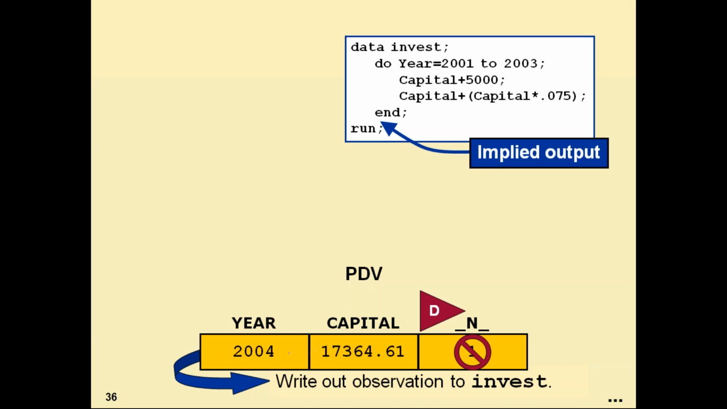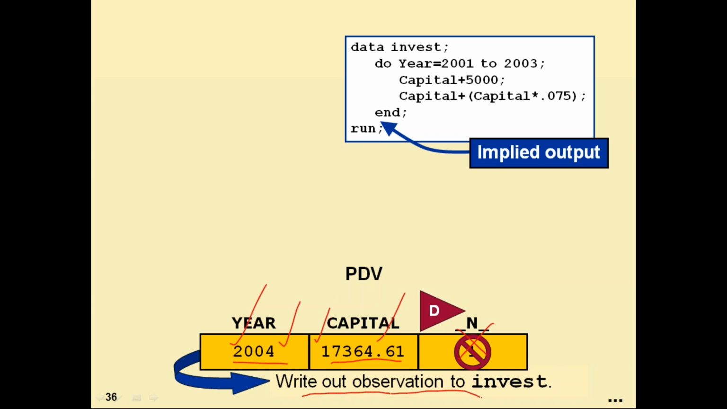In the output, when the year value is 2004, the condition failed, and this is the capital amount. This will be dropped. The underscore and underscore won't be written into the output data set, because the underscore is temporarily created, so it won't write it. So it will write only one observation, that is year 2004 and 17364. Only this observation will be written into the output data set.